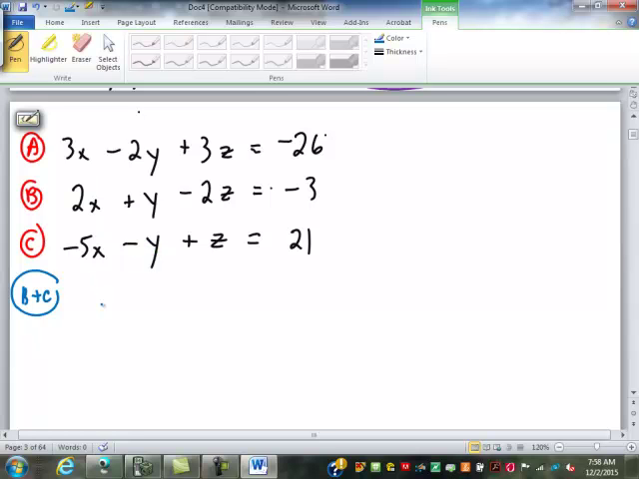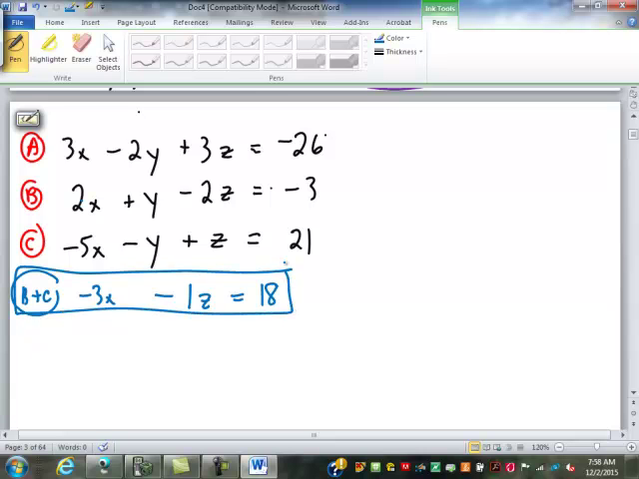You guys need me to rewrite the equations? Can you handle me just adding them together here? So you got 2 plus negative 5 is a negative 3x. Positive y plus negative y disappears. Negative 2z plus z is a negative 1z, or just negative z. Negative 3 plus 21 is 18. So there is one equation right there.